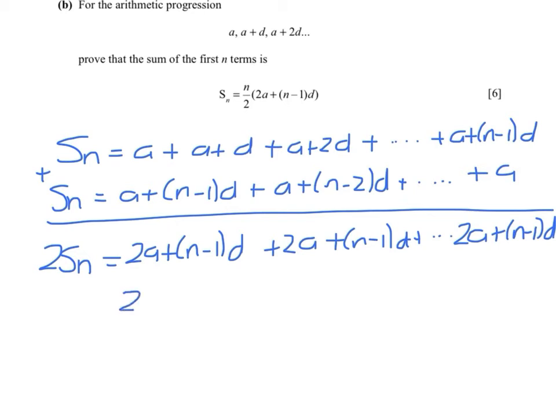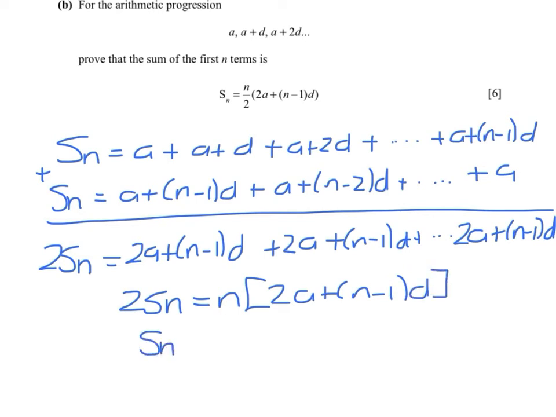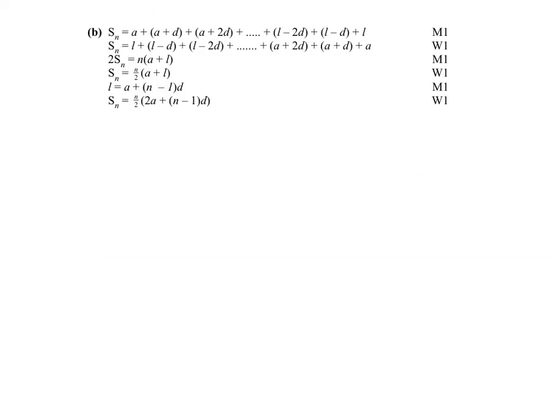I had n terms, so I have n times 2A plus n minus 1 times D. This is twice the sum. I only want the sum, so it's n over 2 times 2A plus n minus 1 times D. In the mark scheme, they've referred to the last term as L. I've used the nth term, and then at the end they've replaced L by A plus n minus 1 times D, and you end up with the same answer.